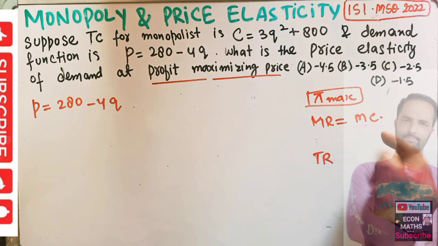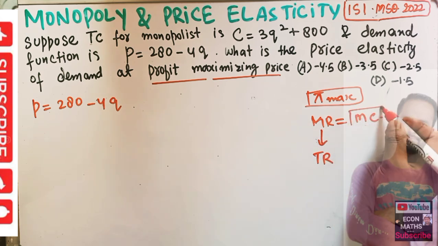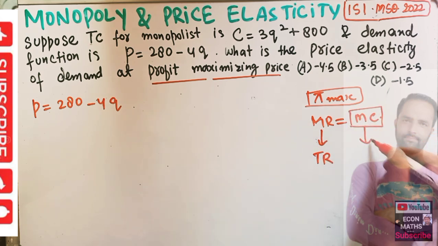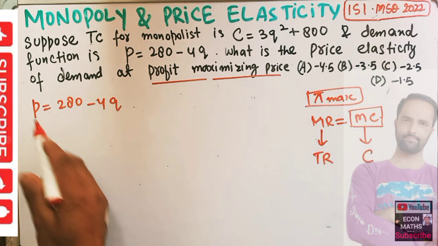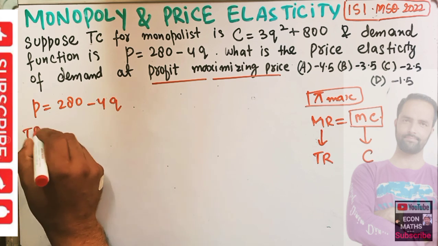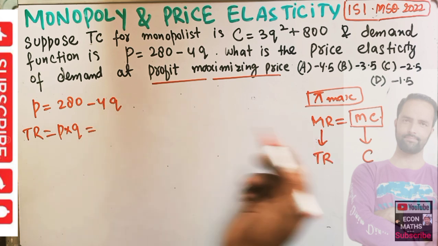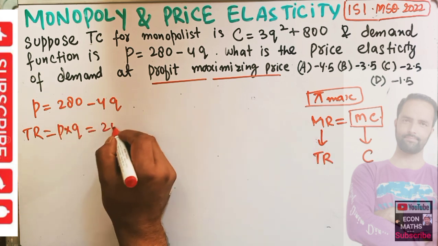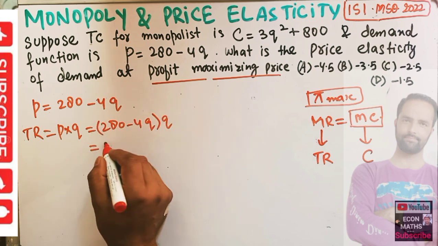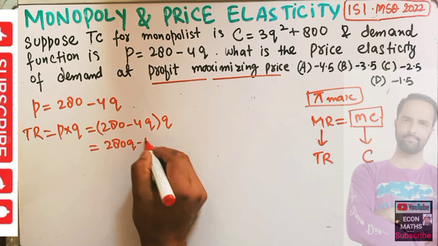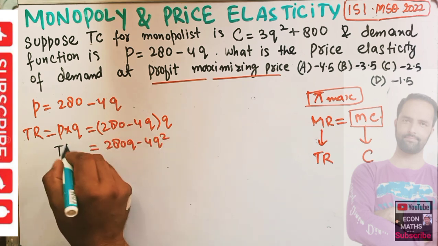To find the marginal revenue, we first need to find out the total revenue. Similarly, to find the marginal cost, we need to find out the total cost. That is also given here. Now this is our demand function. Total revenue, as you know, is simply equal to price times output. So multiplying this 280 - 4Q with Q, this will give us the total revenue as 280Q - 4Q². This is our total revenue.